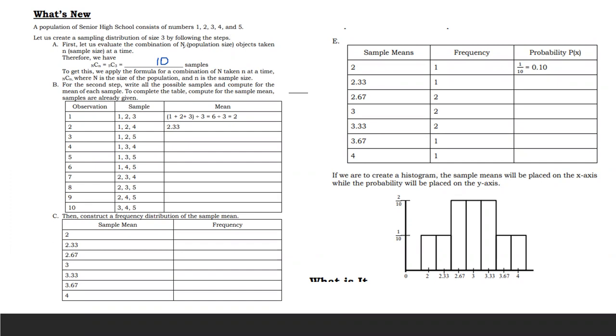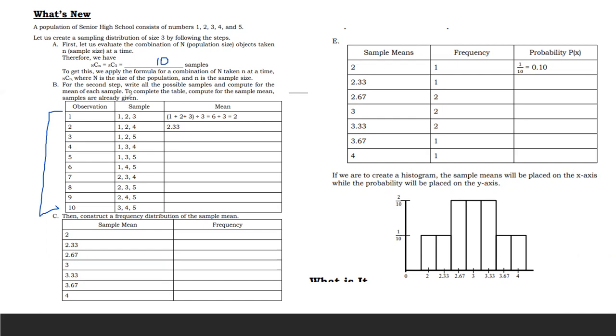So we have 10. So ano yung mga combinations sa 1, 2, 3, 4, 5 na pwedeng lumabas na tatluhan? Nakita na natin yung 10 na sample, which is 1, 2, 3; 1, 2, 4; 1, 2, 5; 1, 3, 4; 1, 3, 5; 1, 4, 5; 2, 3, 4; 2, 3, 5; 2, 4, 5; 3, 4, 5. Okay po, ito yung sample. Regardless ng pagkakasunod-sunod, sila yung tatluhan out of 1, 2, 3, 4, 5.